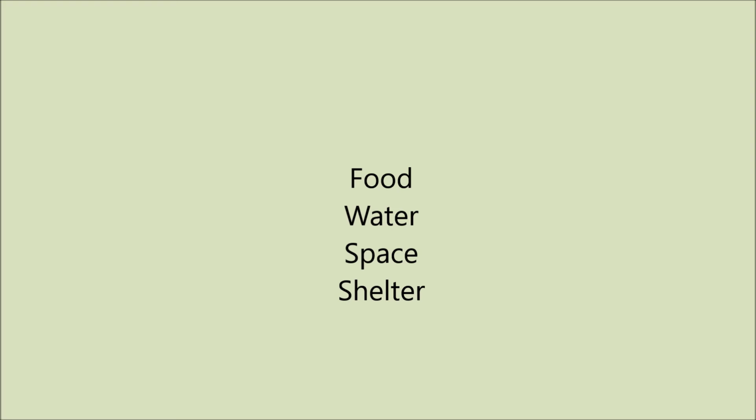Think of how do you get your food? What is your main food source? How do you get your water? What is your main water provider? And the space and shelter you live in. And then you'll know basically how to tell the environment of any animal.